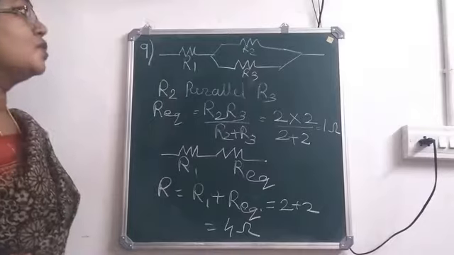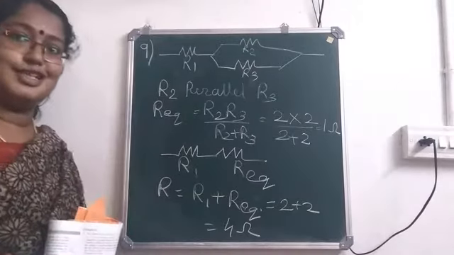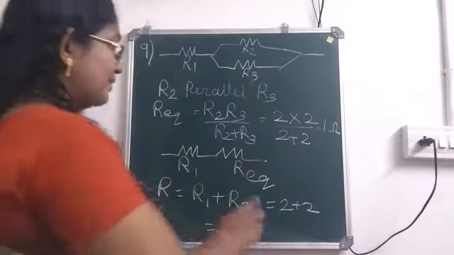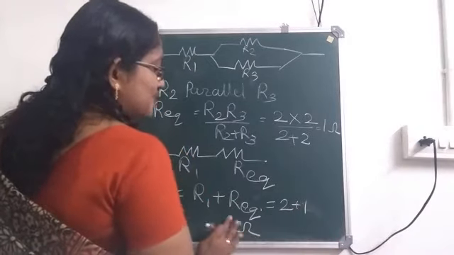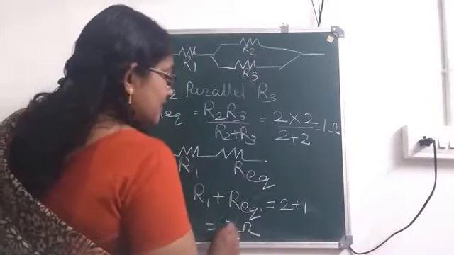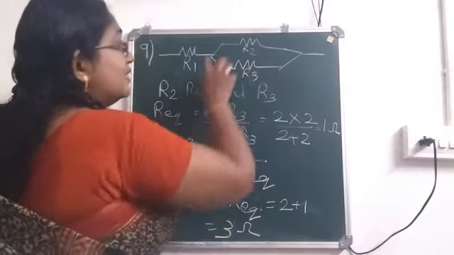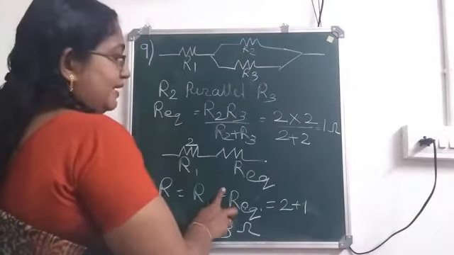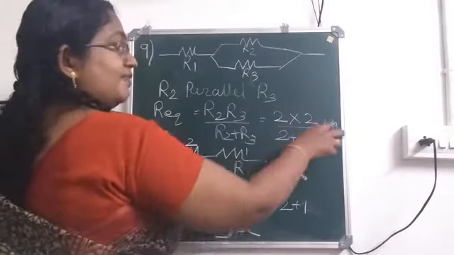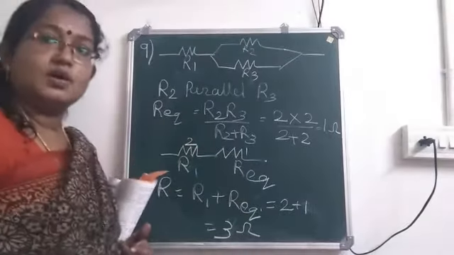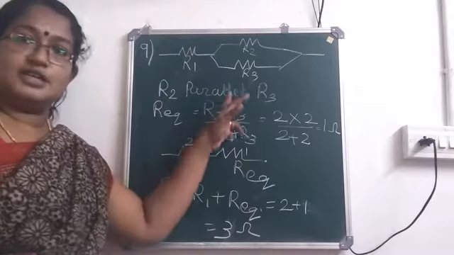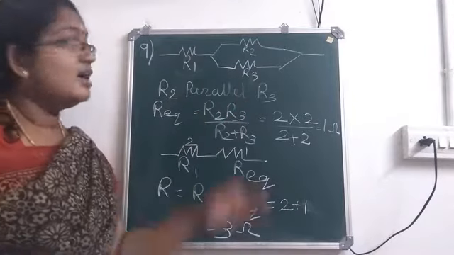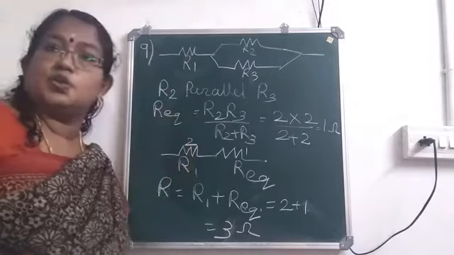Okay. So this is how you will solve the circuit. Sorry. 2 plus, what was the value here? It is 1. So you will be getting the answer as 3 ohm. R1, R2 and R3 were 2 ohm each. R equivalent, we got the value as 1. So we got the answer as 3 ohm. Okay. So this is how we will solve the circuit. Start from one side, and then keep reducing it.